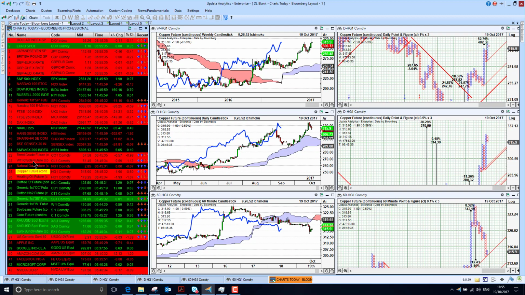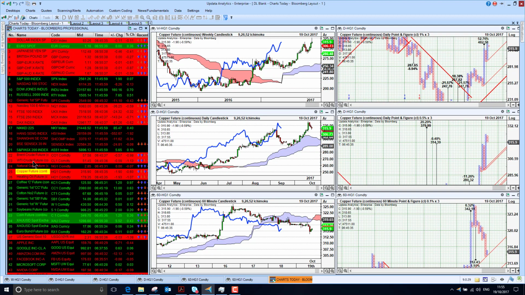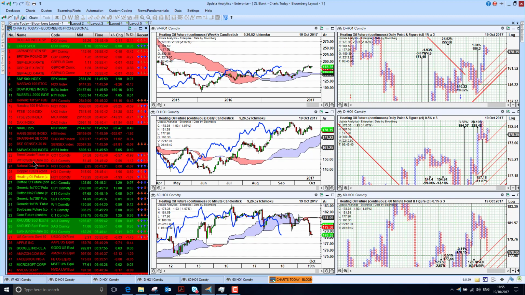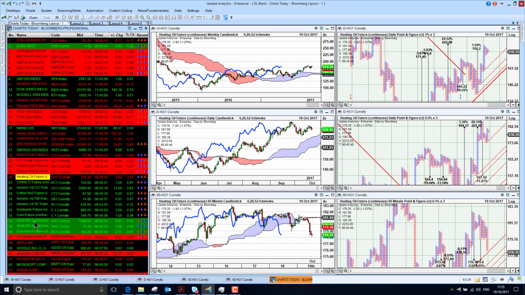Copper down at the moment, having had a great run the last week or two, is just falling back. Heating oil also falling back. We're seeing that really as a theme right through with commodities.